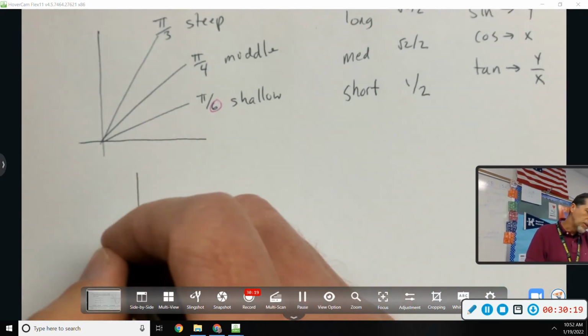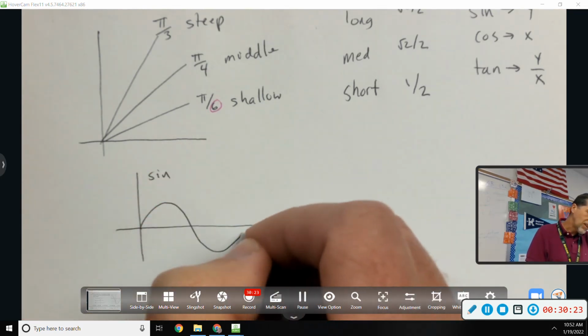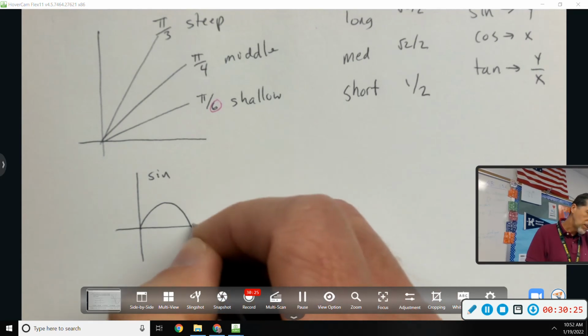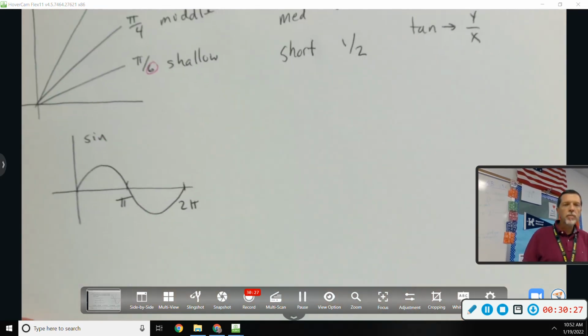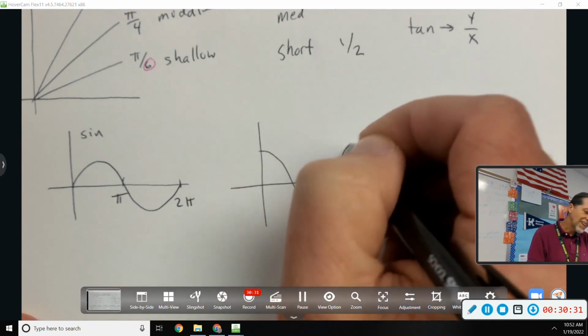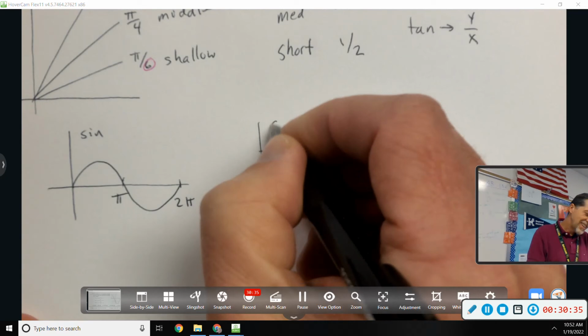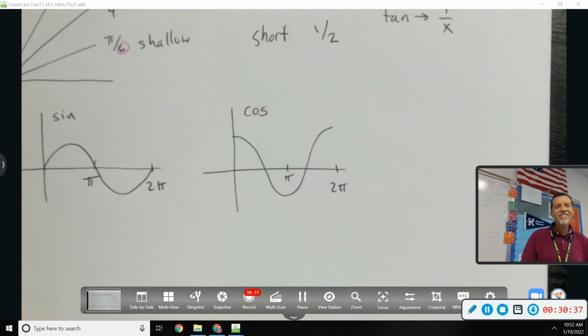I think tomorrow it would be really helpful if you, as soon as you get the test, do the parent functions. Sine function. Did I say tomorrow again? Sorry. Friday test. Sine, cosine.